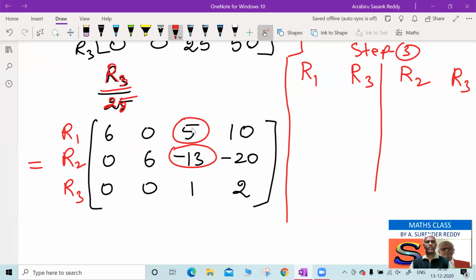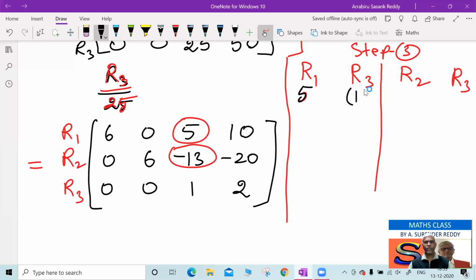So in the place of 5, it should become 0. You should get minus 13 place also 0. Now let us make 5 into 0 by applying suitable formula. So now R1 value is 5. R1 value 5 should become 0, with the help of R3 value 1, last row.